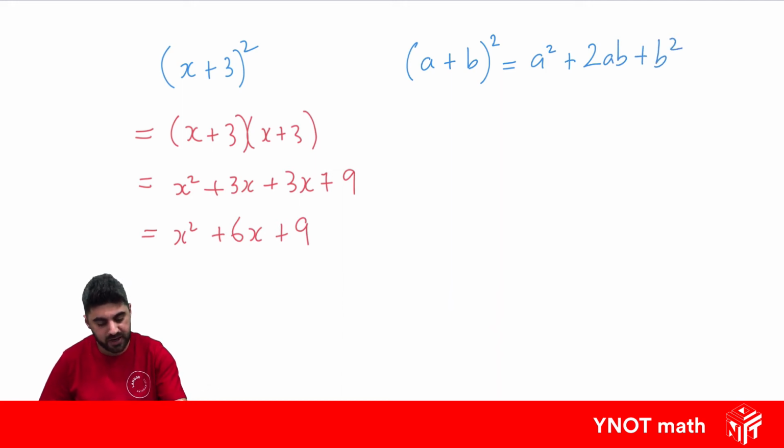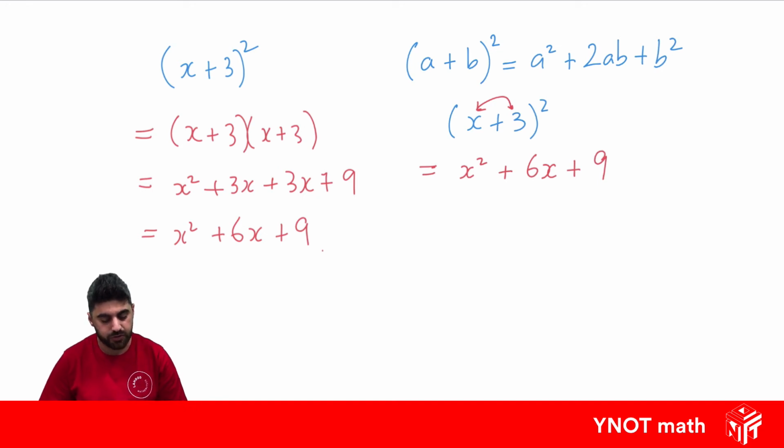So let's do the same example but using this special result where we can do it in one line, x plus 3 squared. Using our shortcut, we know it's the first term squared, so x squared, plus double the product. So the product of x and 3 is just 3x, double 3x, you get 6x, plus the last term squared, so 3 squared is 9. You can see we get the same result as before using that little shortcut.